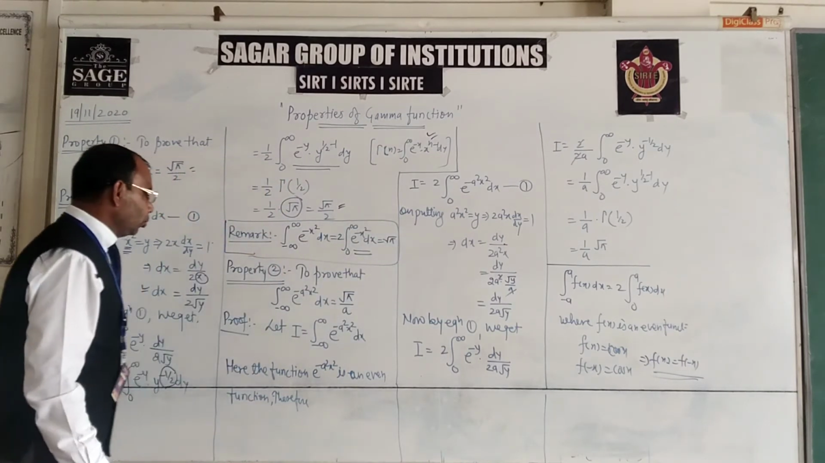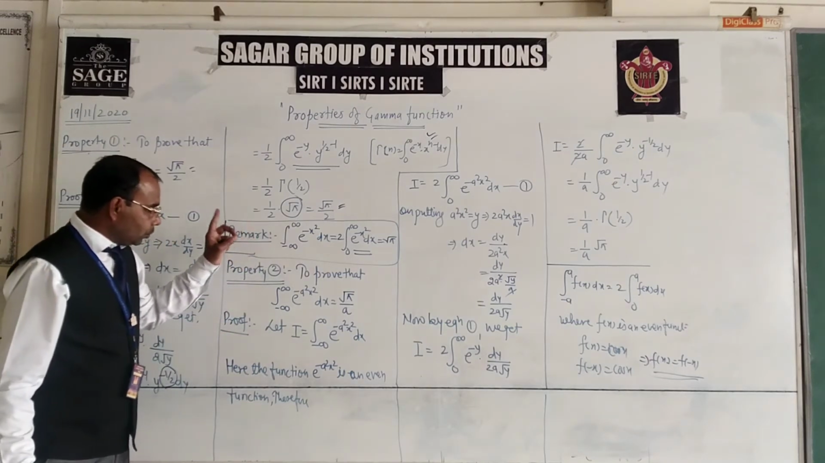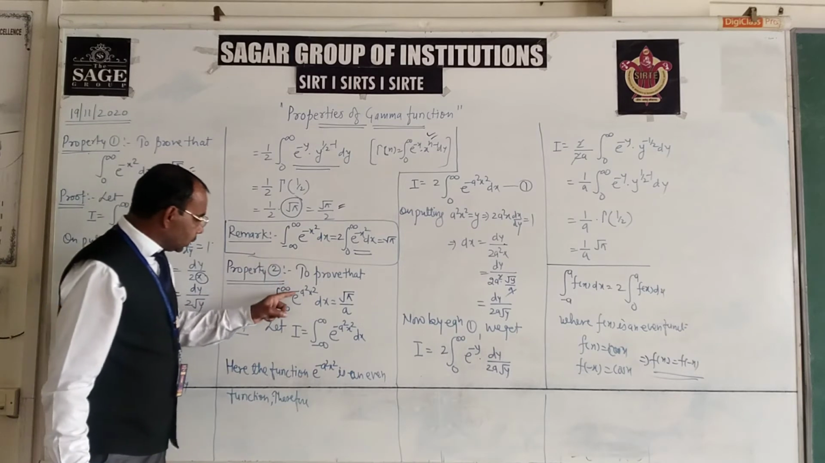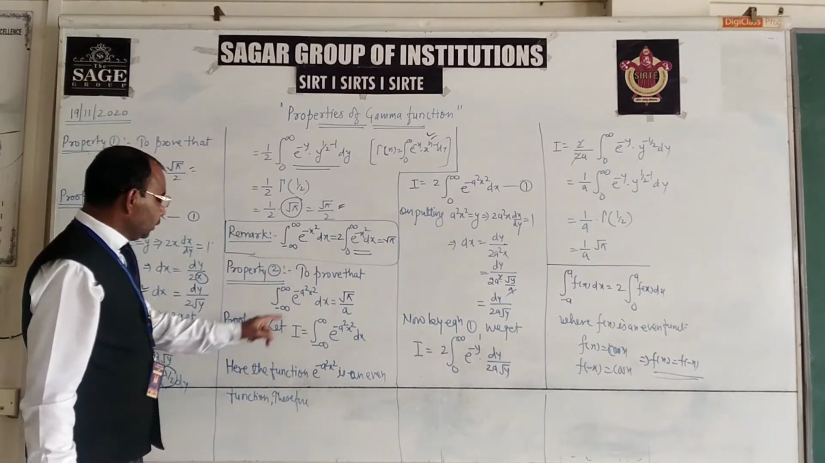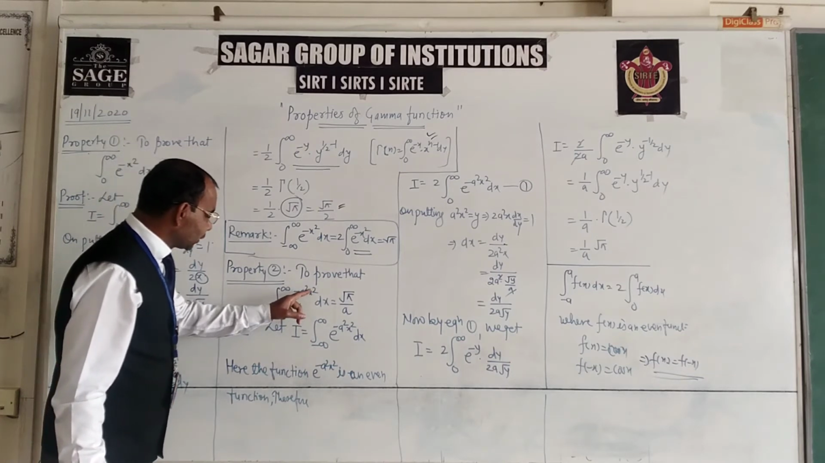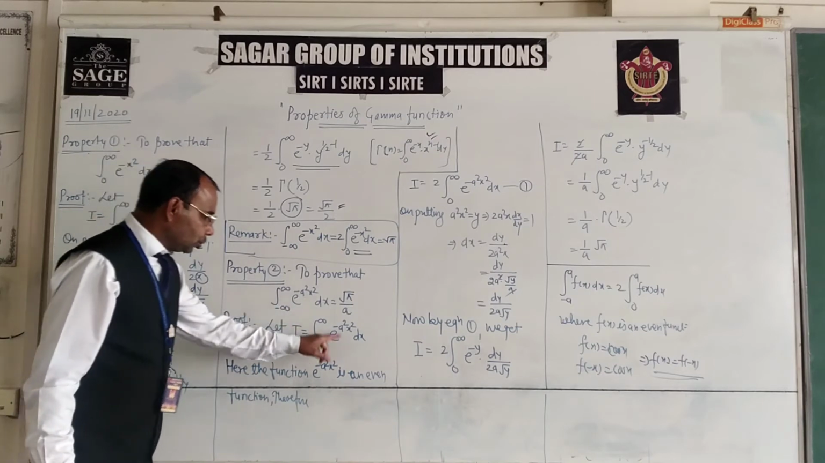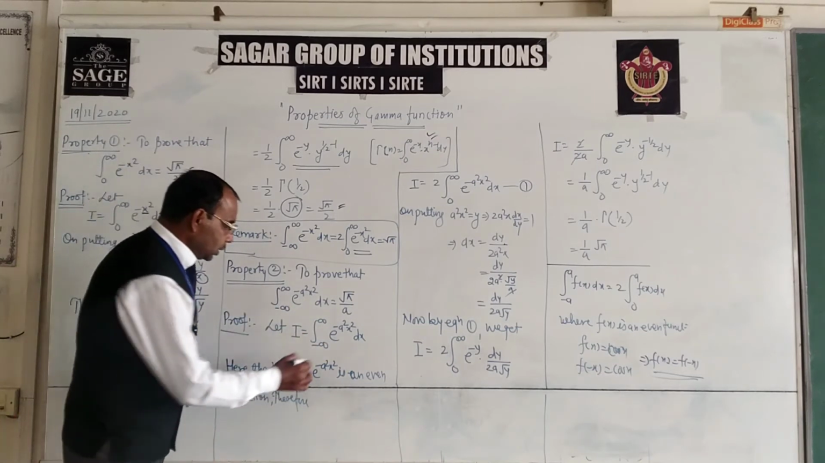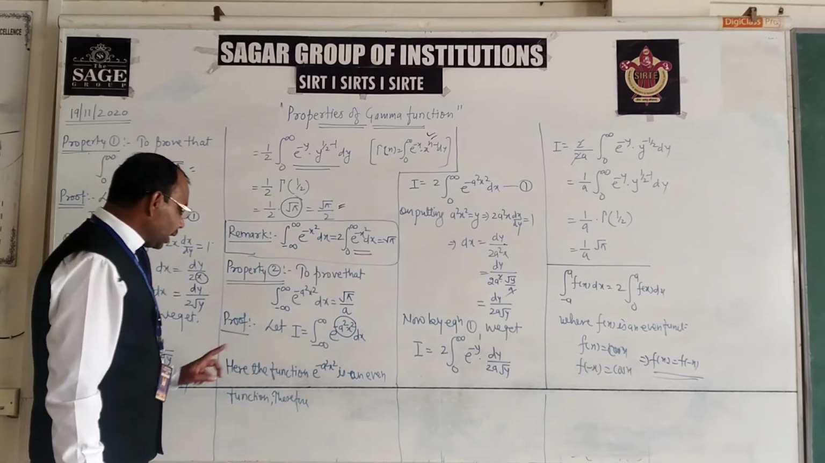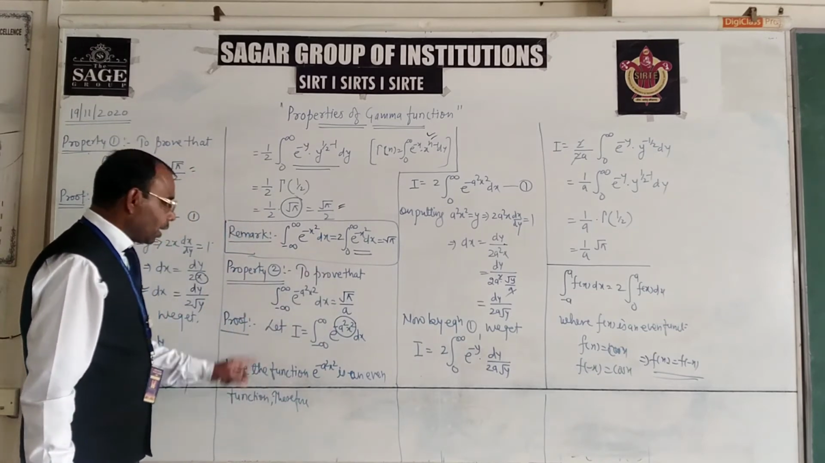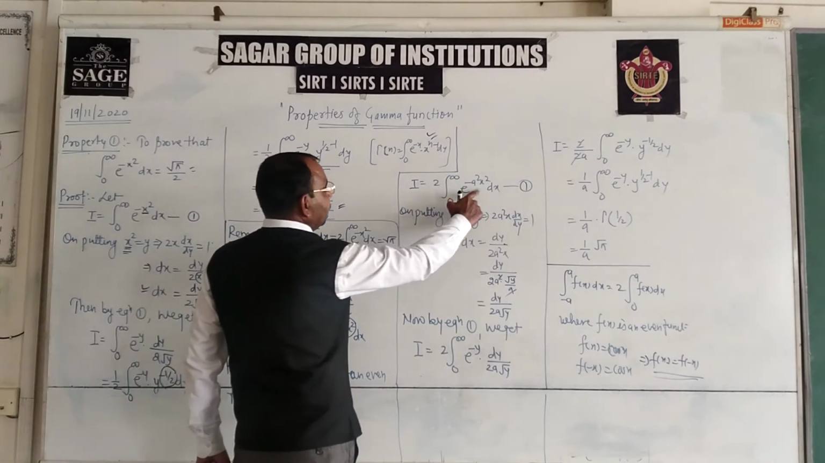Now we discuss the next property: to prove the same with a change in the power, that the integral from minus infinity to plus infinity of e to the power minus a square x square dx equals this. First we take I equal to this. Here this is an even function, therefore we write I equal to 2 times the integral from 0 to infinity.